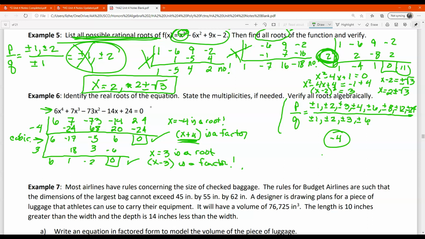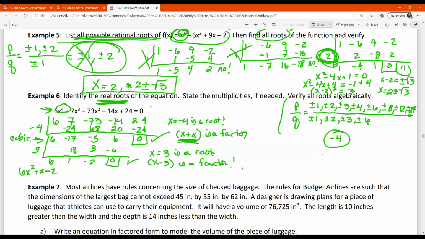Now, notice the directions here. It said find the real roots. So I'm not looking for imaginary roots here. I'm only looking for real. But I have found 2 of the roots. I know there has to be 4 roots, so there could be 2 more, and this is a quadratic.